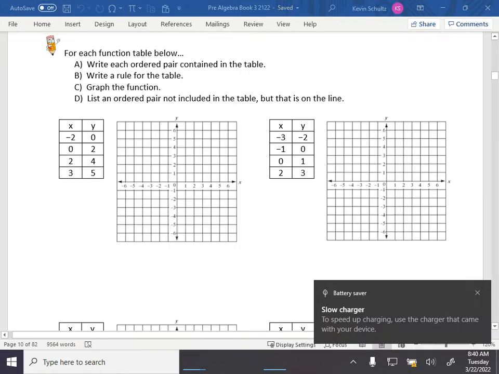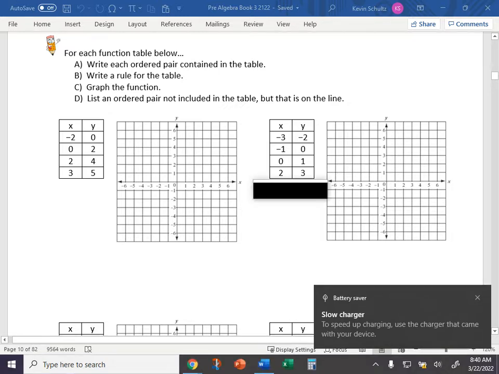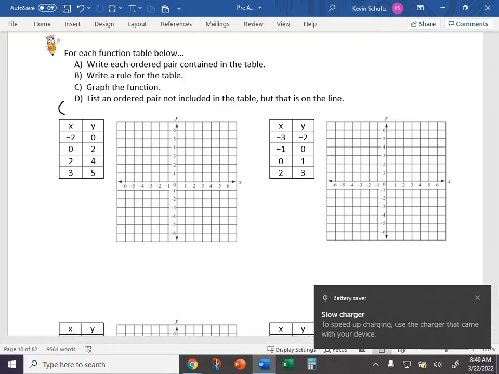In any ordered pair, the x value always comes first. That's why it's called an ordered pair. There's an order to it. So if you think about this as, what's going on?